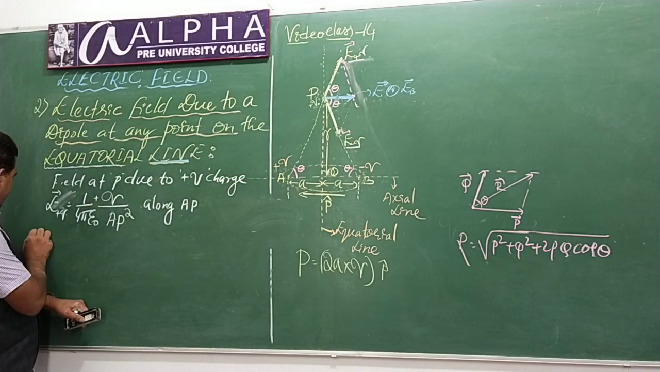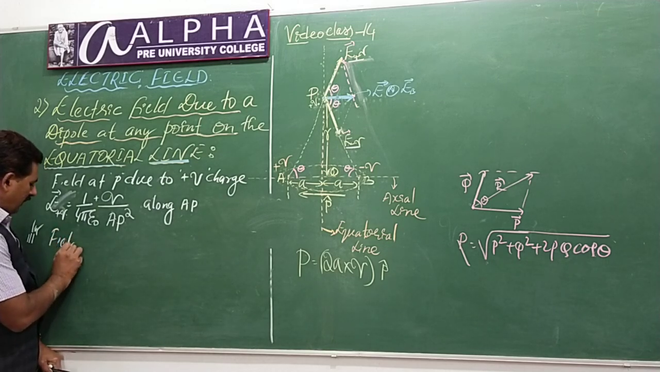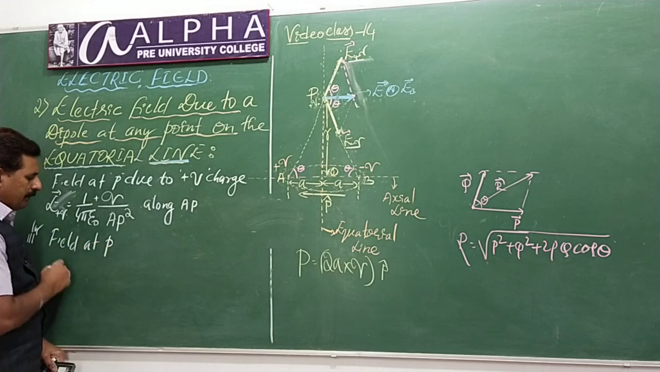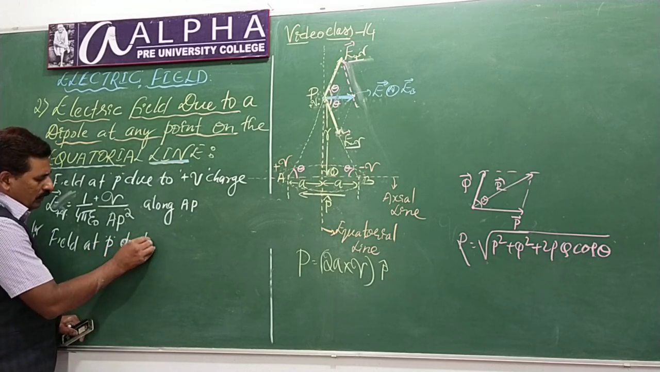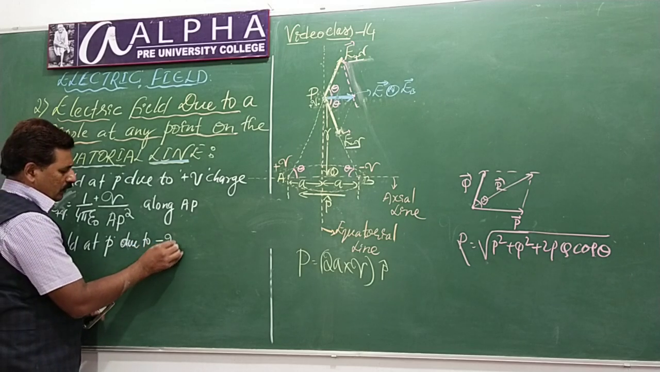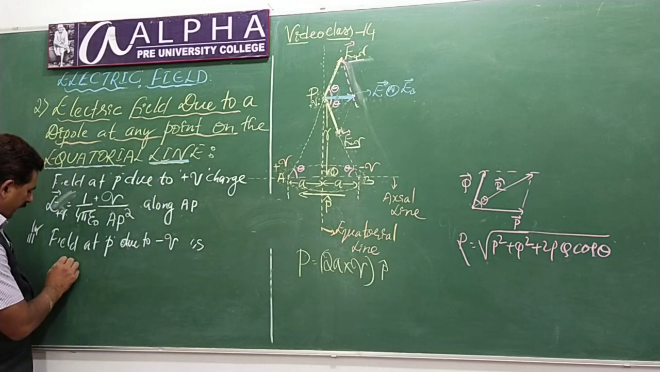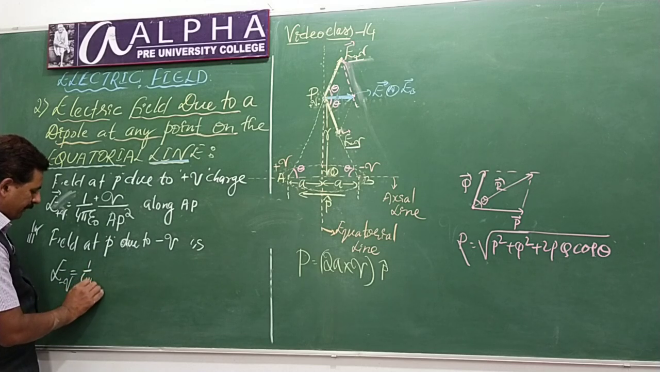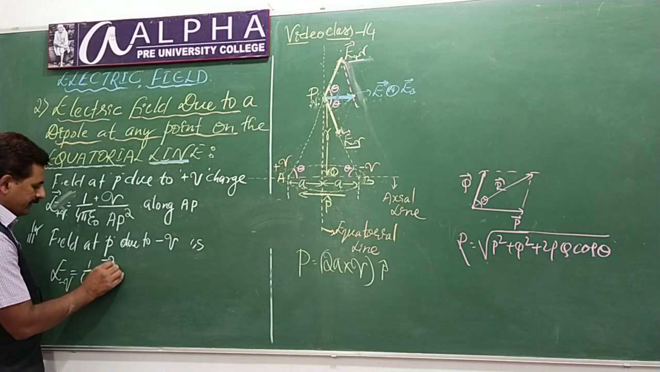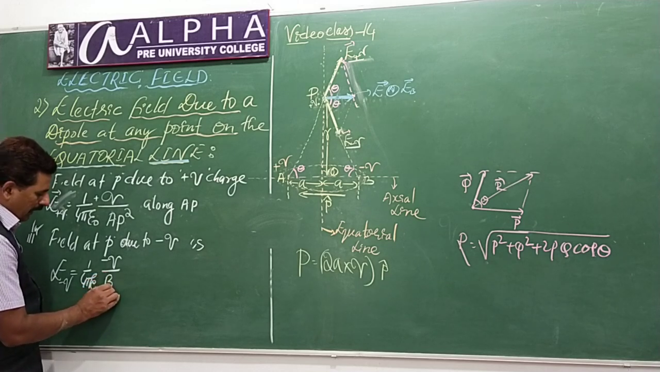Similarly, if I write this way, similarly, field at P due to minus Q, what do you write? E minus Q. What is E minus Q? E minus Q is 1 over 4 pi epsilon 0 minus Q divided by, what is that? B. You are at B, observing towards P, BP squared.